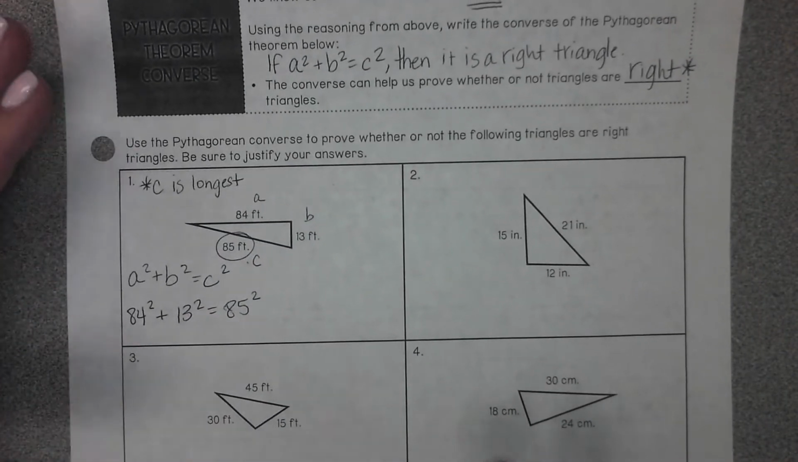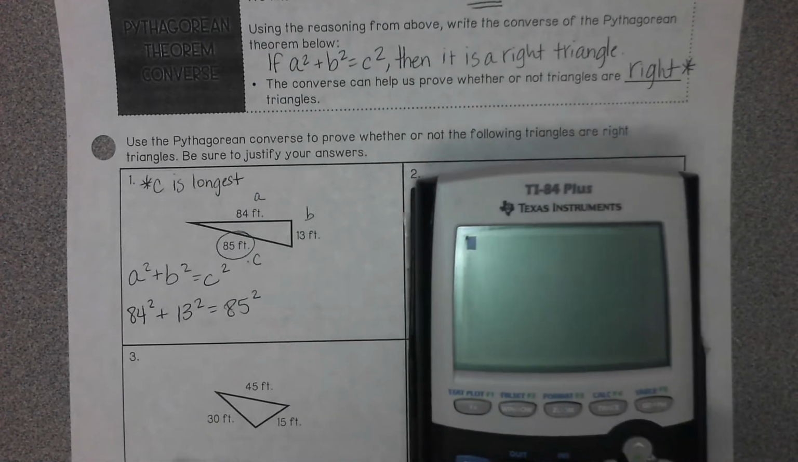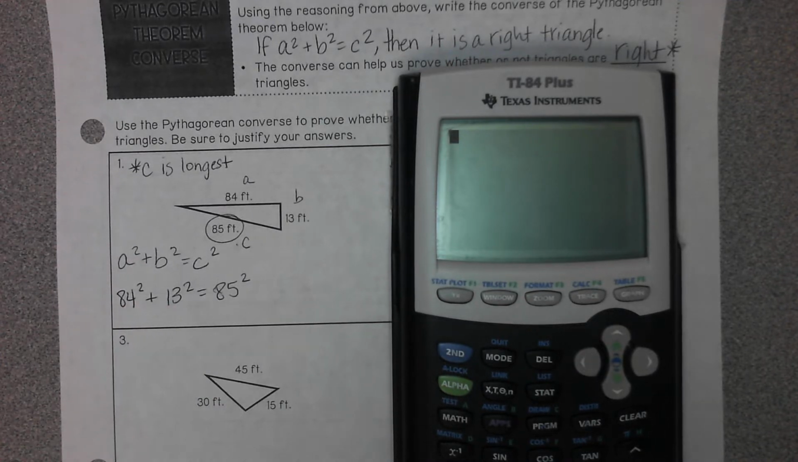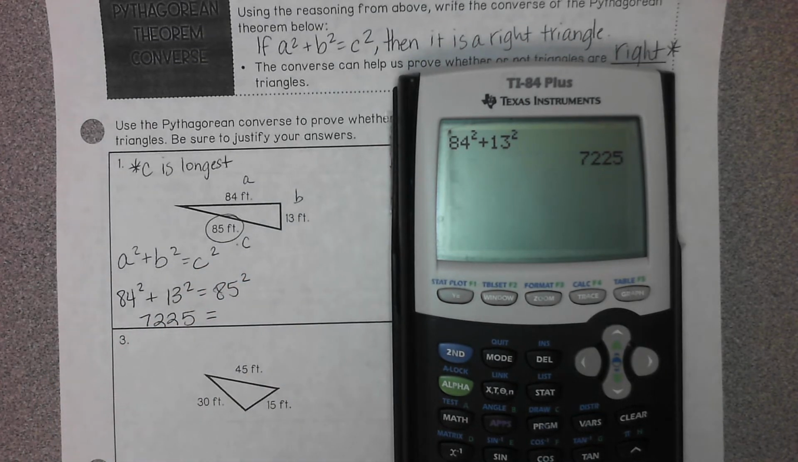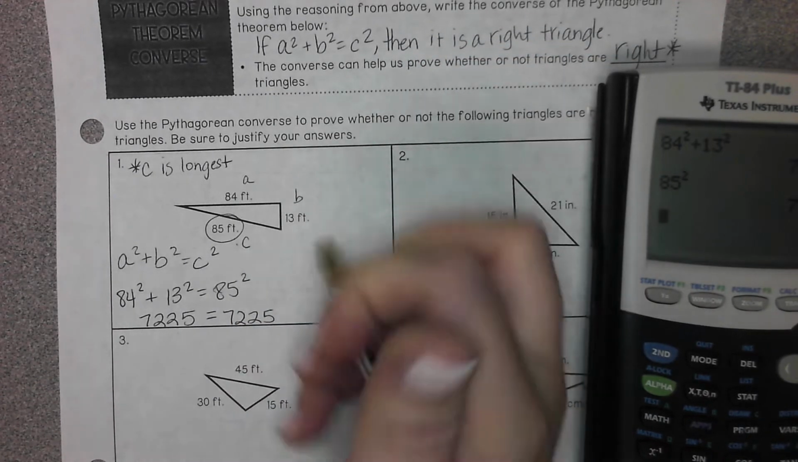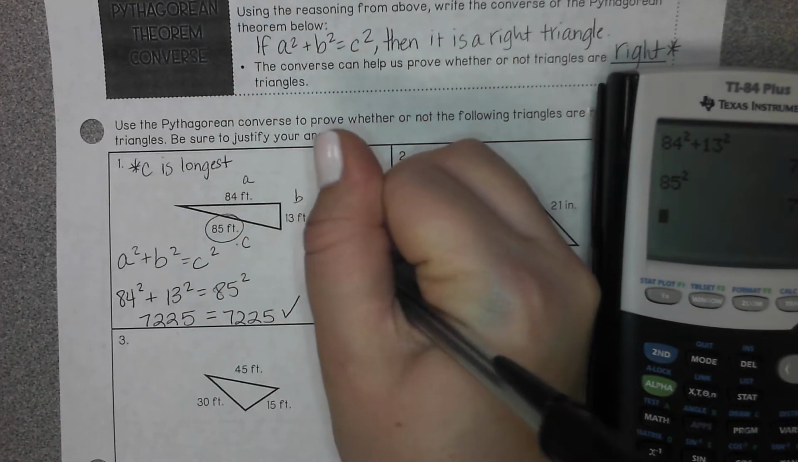And then the way that we can figure this out in our calculator is pretty simple. We don't have to use y equals. We can just go to our calculator, go to the home screen, and I'm going to type in this first part, 84 squared plus 13 squared. So 84 squared plus 13 squared, and I'm going to press enter. And we see that that value is 7,225. And now I want to figure out, well, what is 85 squared? I'm going to press enter. That is also 7,225.